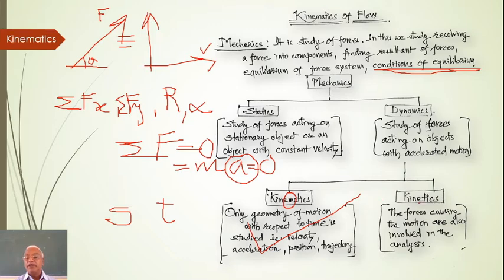But if we have forces also in the picture, that is kinetics, the forces causing the motion are also involved in the analysis. Means the major equation which comes into picture here is F equal to ma itself, because F represents sigma F, or resultant force, which leads to some kind of acceleration. So this equation is the major equation as far as kinetics is concerned. So now in this particular session we are going to concentrate only on kinematics. Okay.